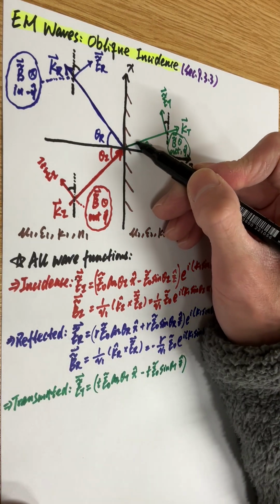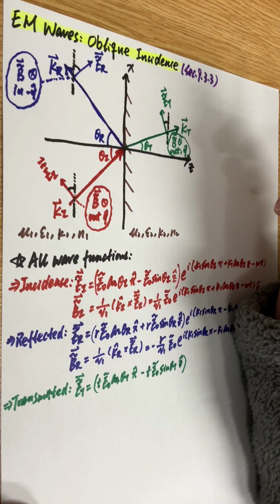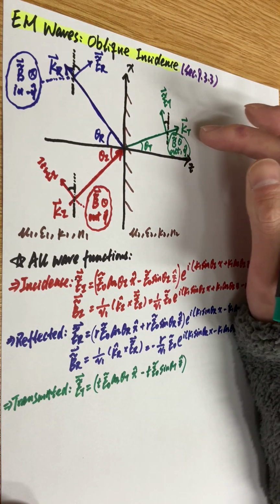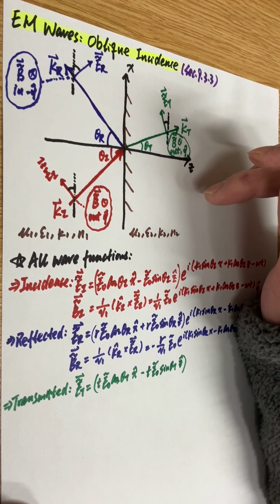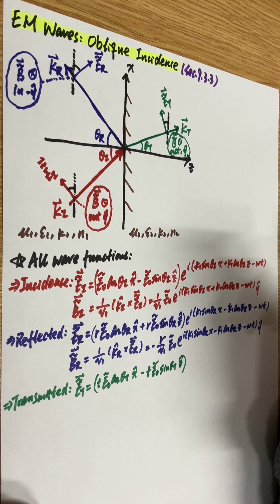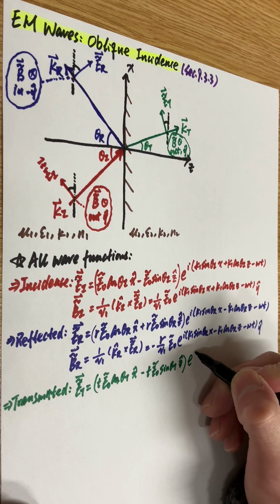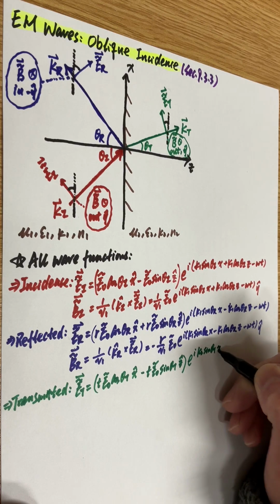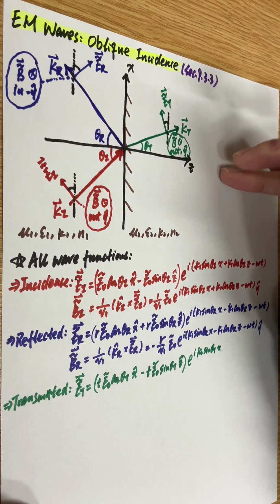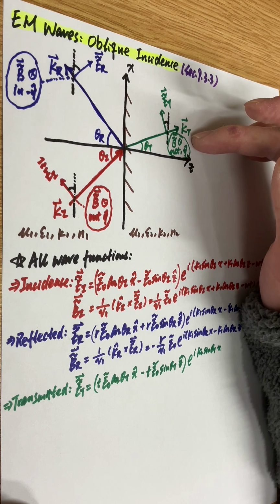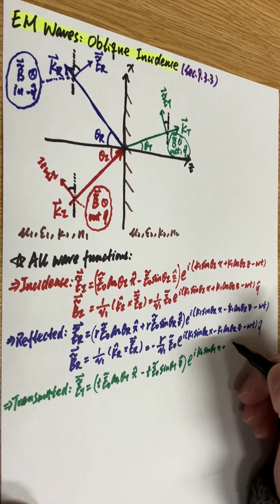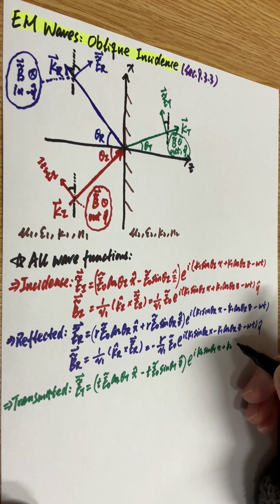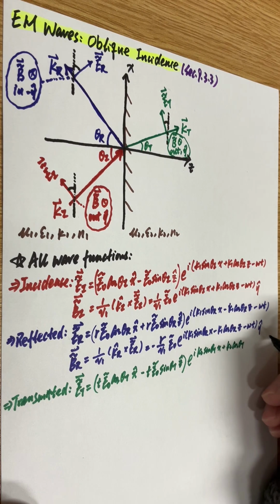And then the propagation direction, we observe this vector kappa t. So the vertical component is k2 sine theta t. We have e to the i kappa 2 sine theta t x. And then the horizontal component is k2 cosine theta t. So we have positive k2 cosine theta t z minus omega t.